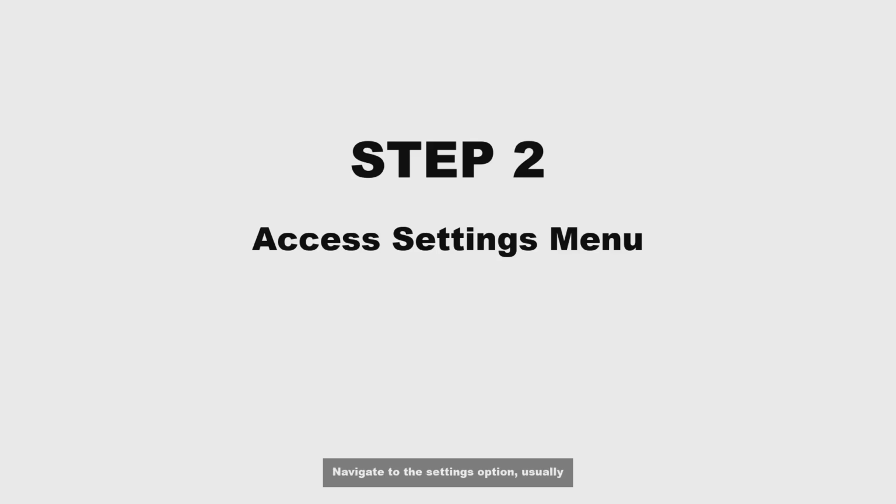Step 2. Access Settings menu. Navigate to the Settings option, usually found in the main menu. Select it to open a new menu where you can adjust various game settings.